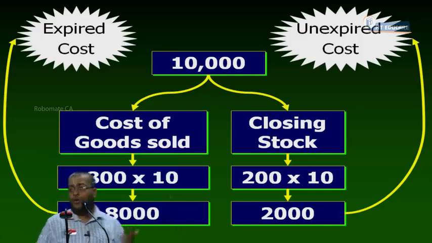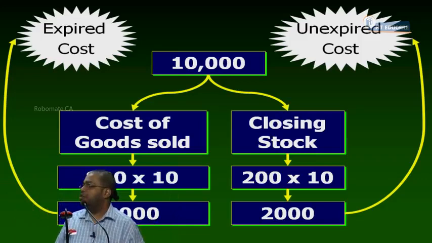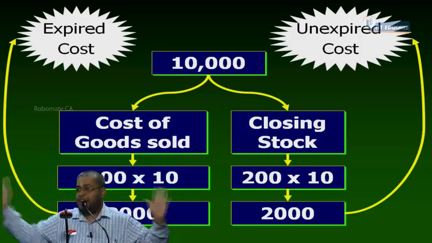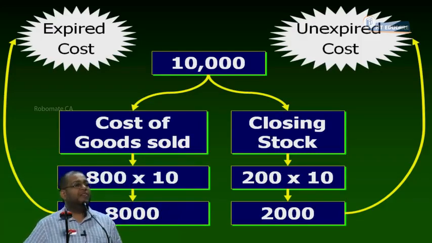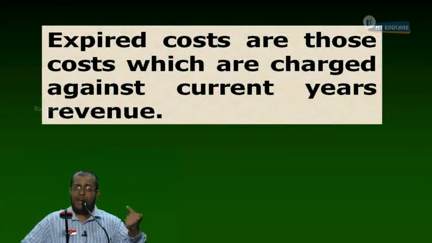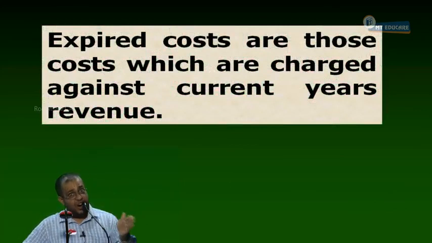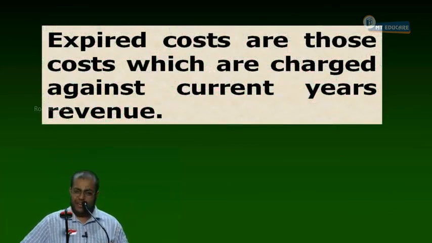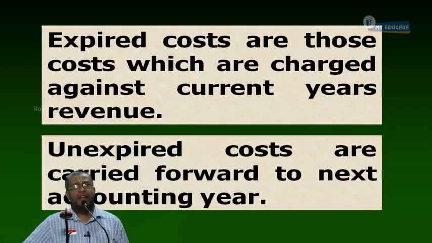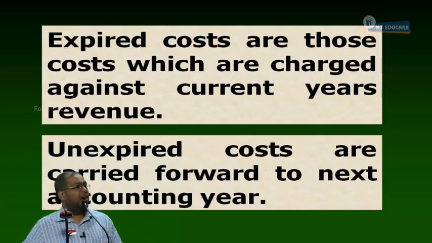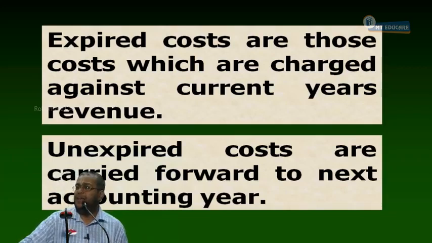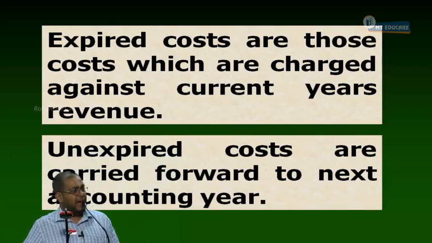Respond, yes or no? So from now onwards tell me, what is profit? Profit is equal to sales minus expired cost. Up to this, are you following or not? Now the definition: what is expired cost? Expired costs are those costs which are charged against current year revenue. The word revenue means sales. What is unexpired cost? Unexpired costs are carried forward to the next accounting year via stocks. We call that unexpired cost. Up to this, does everybody have clarity or not? The first classification, namely expired and unexpired cost.